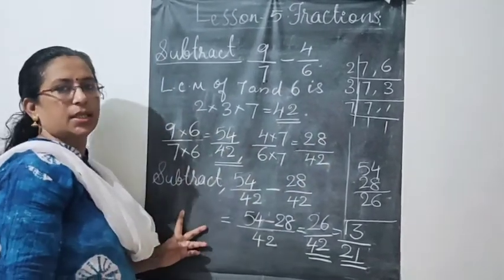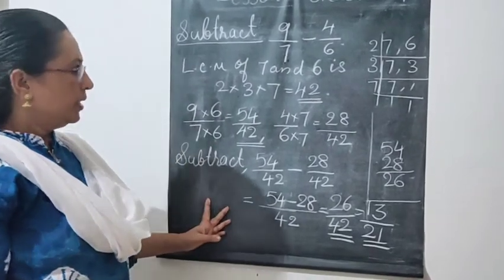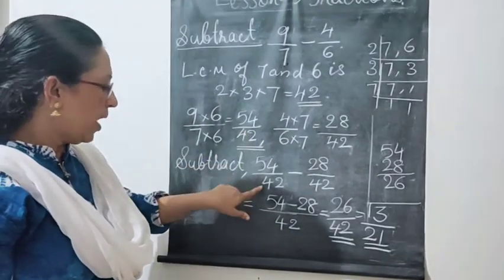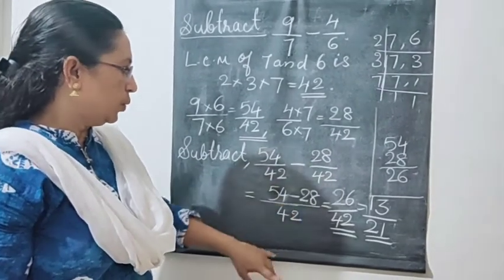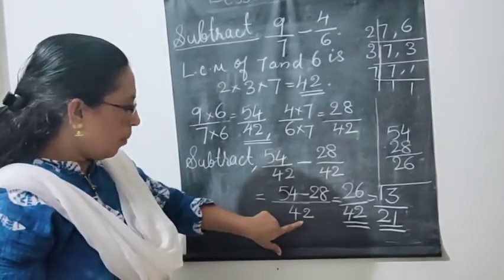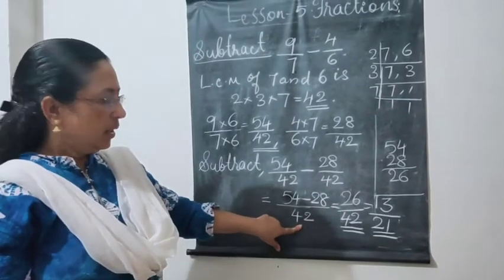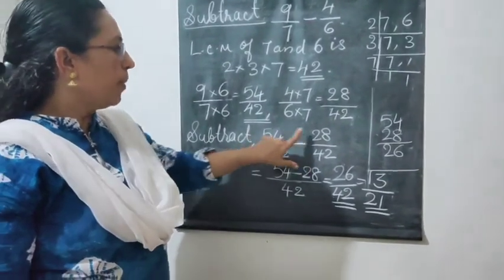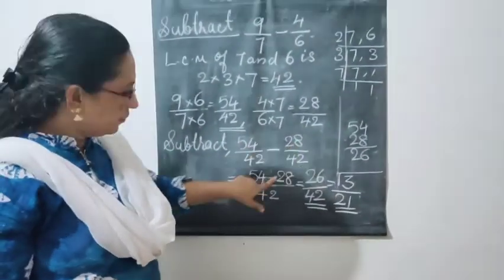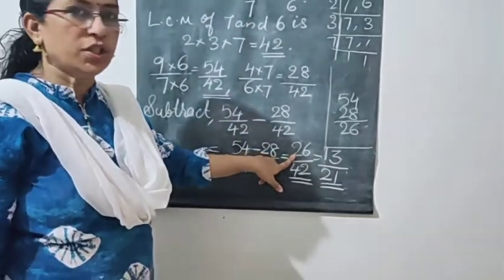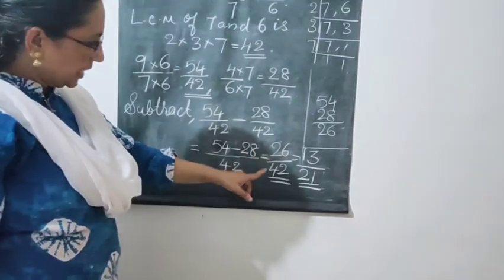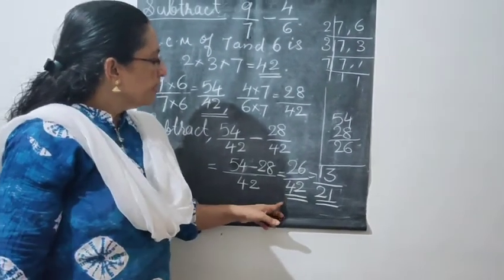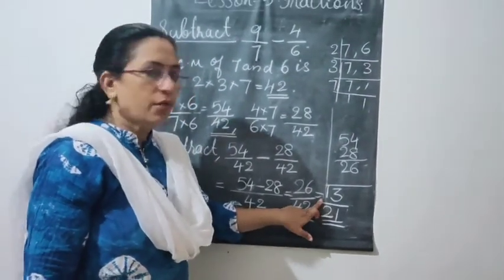Now next step, subtract. Subtract 54 by 42 minus 28 by 42. So 42, the common denominator, we write down. Then numerators 54 minus 28. 54 minus 28 is equal to 26. 26 by 42. 26 by 42 we can convert into the lowest term.